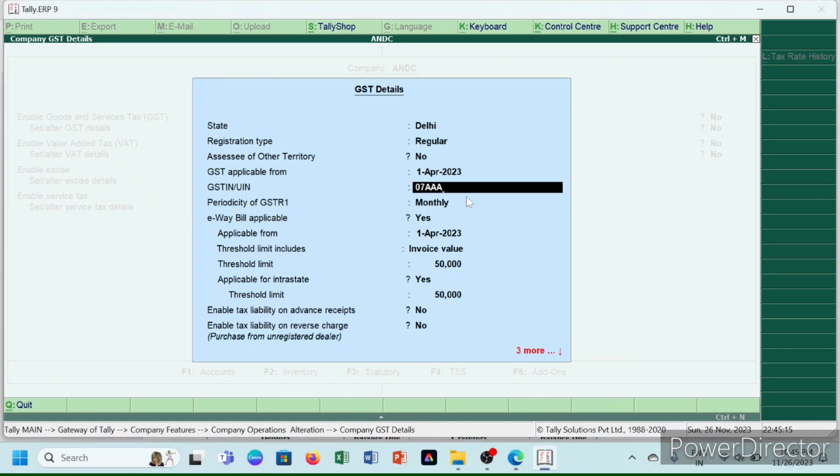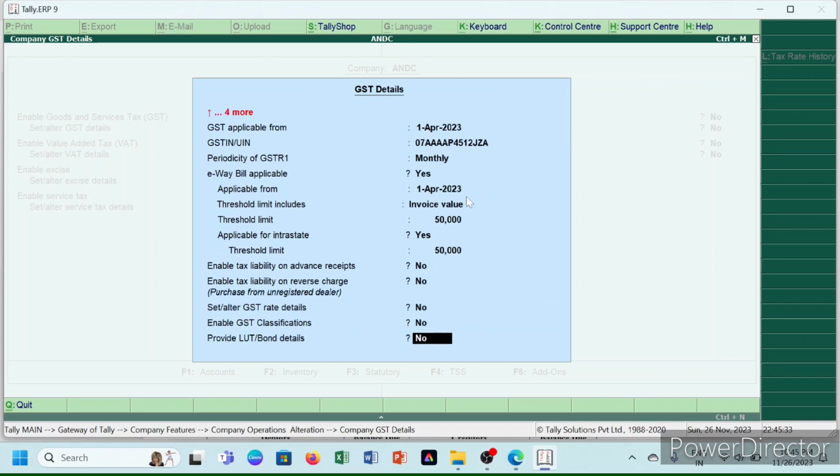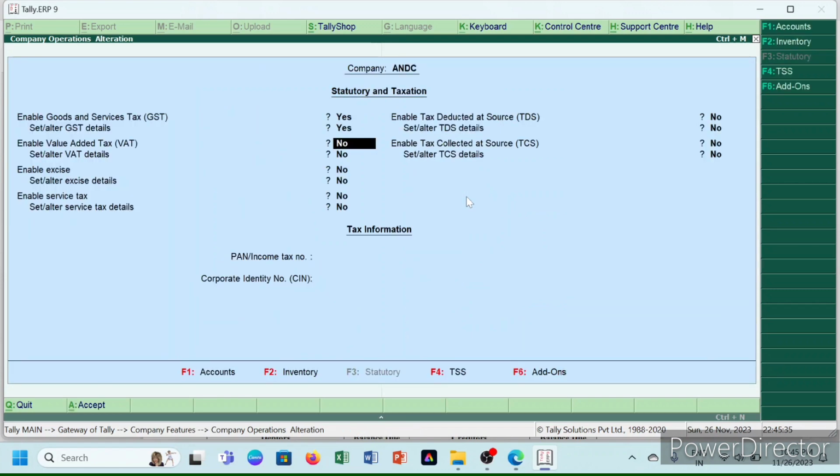7AA 5. You can press any key, verify the number, and okay. Yes, it is correct.